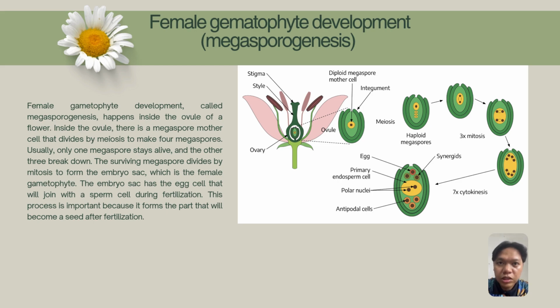Next is about the female gametophyte development, also known as megasporogenesis. This happens inside the ovule of a flower. Inside the ovule, there is a megaspore mother cell that divides by meiosis to make 4 megaspores. Usually, only 1 megaspore stays alive and the other 3 break down. The surviving megaspore divides by mitosis to form the embryo sac, which is the female gametophyte. The embryo sac has the egg cell that will join with a sperm cell during fertilization. This process is important because it forms the part that will become a seed after fertilization.